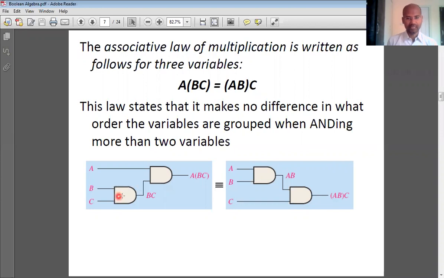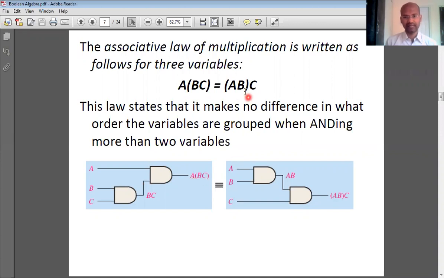Now see, how do you get product BC, where B and C are the variables? We use AND gate. So B and C become the inputs, and what results is B dot C or simply BC. Take this result, and that result is to be ANDed with A, right? A is the one input. Take another AND gate, and what we get is A into BC.